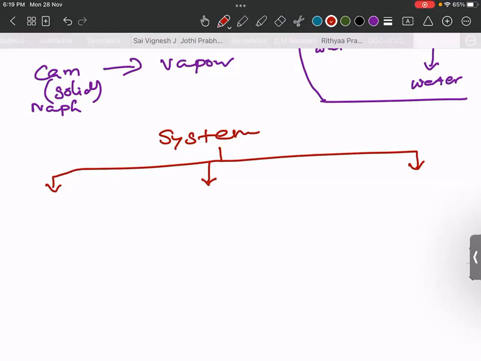The thing that reacts is the system. Everything around it is the surroundings. Do all of you understand? Yes, understood. Yes, sir. System is whatever we are going to do the experimental part, the experimental study on. It is separated from the surroundings.